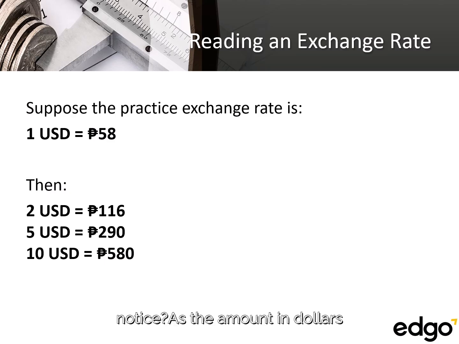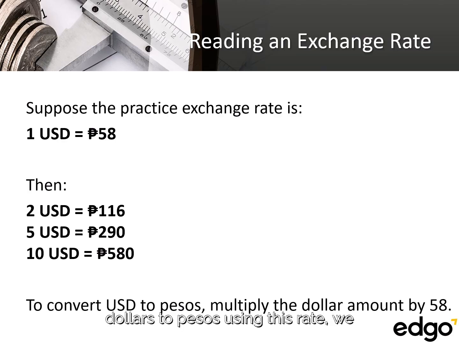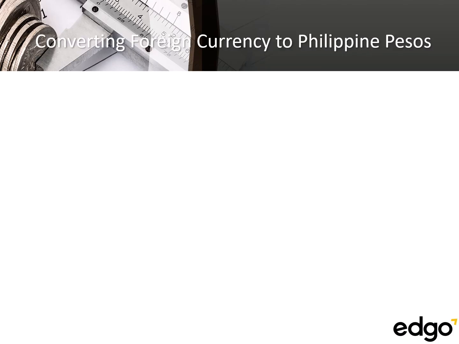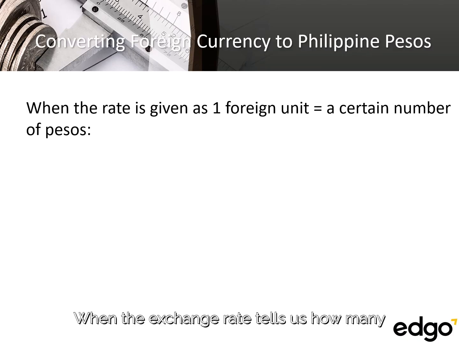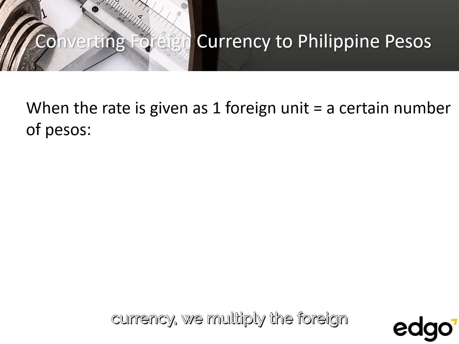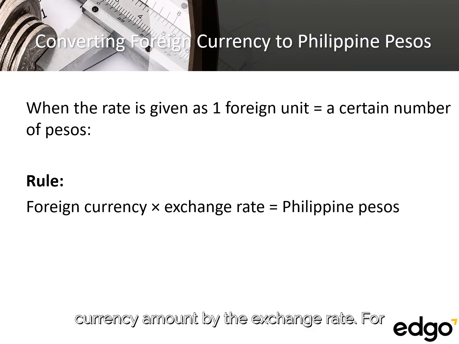What do you notice? As the amount in dollars increases, the equivalent amount in pesos also increases. So, when converting US dollars to pesos using this rate, we multiply the dollar amount by 58. Let us now establish our first rule. When the exchange rate tells us how many pesos are equivalent to 1 unit of foreign currency, we multiply the foreign currency amount by the exchange rate.